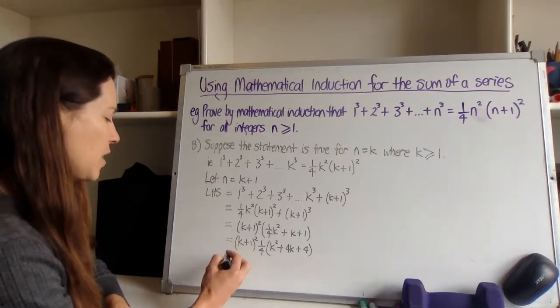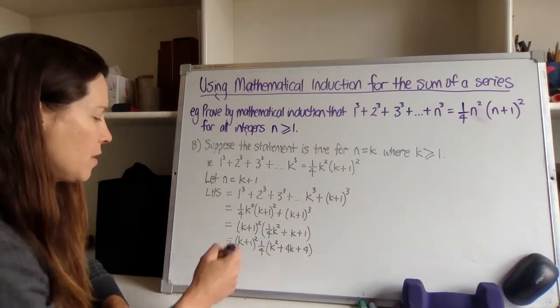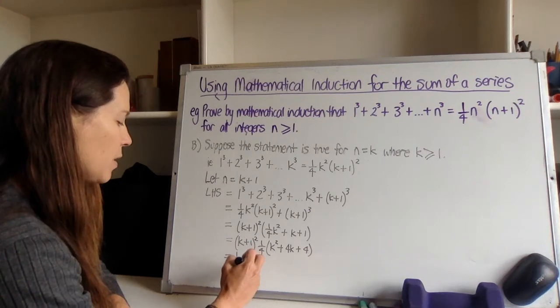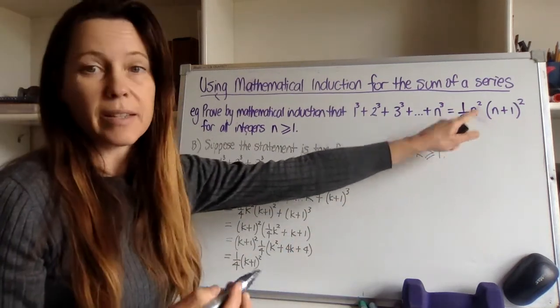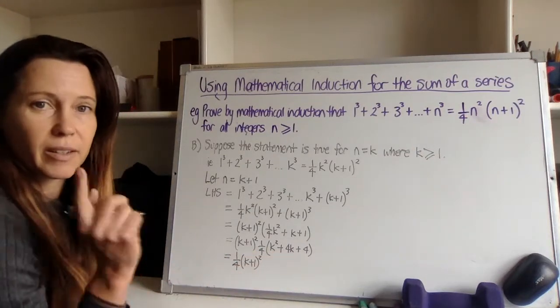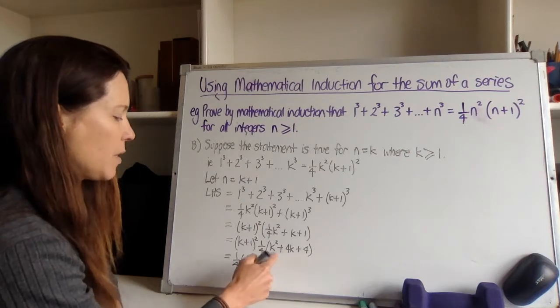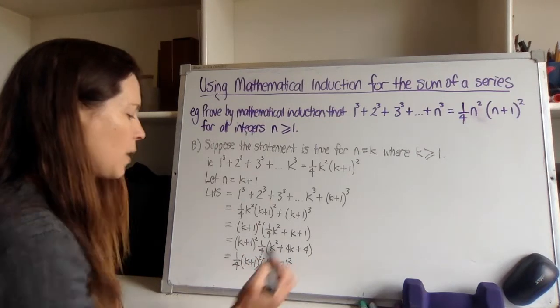It looks to me like we need to bring that quarter right out the front, so it looks like our finish line. And then we've got our k plus 1 squared, that can stay there, because if we sub in k plus 1 for n, that's exactly what we'll have out the front. And now this part here just needs factorising. Can you spot what we need? Yep, it's a perfect square. It's k plus 2 all squared.